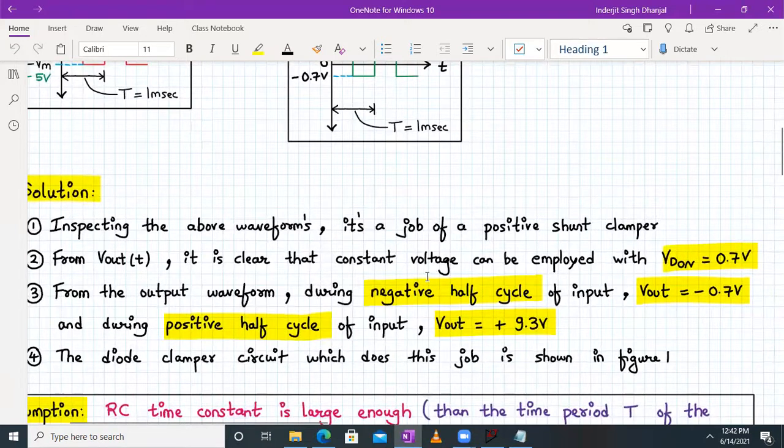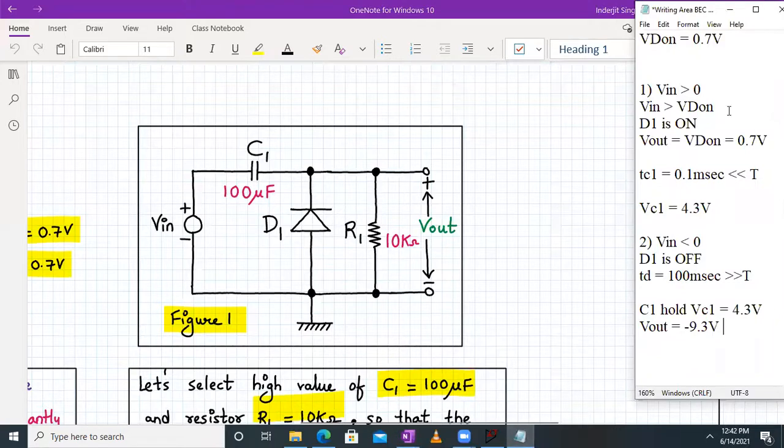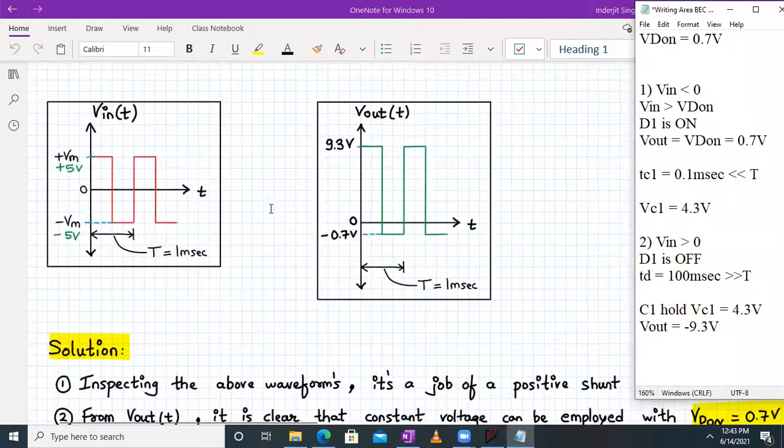Okay, so let us start our analysis now in this circuit. Let me keep the same analysis. So when do you think the diode will be on? First of all, for the entire positive half cycle, the diode will be off. And for the entire negative half cycle, the diode will be on. Only in this case where we have the input as a square wave.